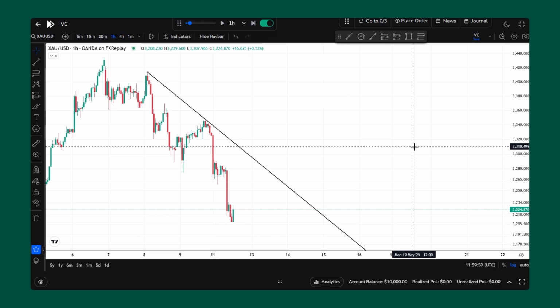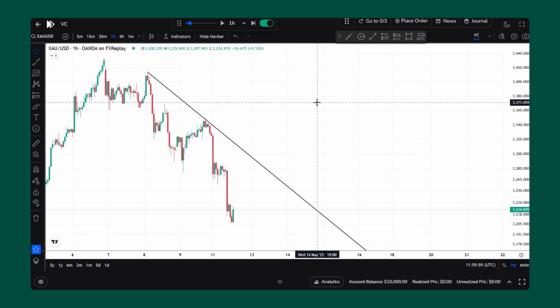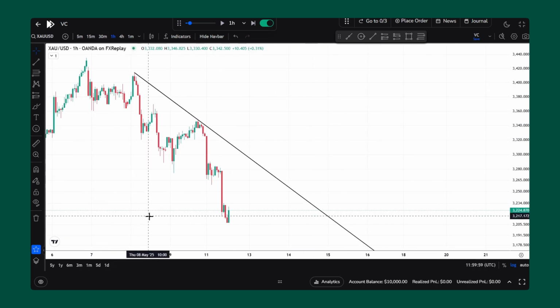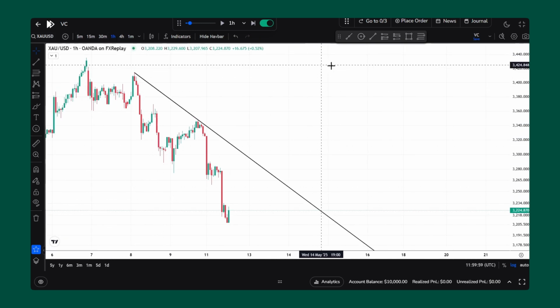So this is the XAU USD chart, and I'm going to be showing you what happened in May 2025. This is the FX Replay backtesting tool, and I want you to just follow through while we check what happened.